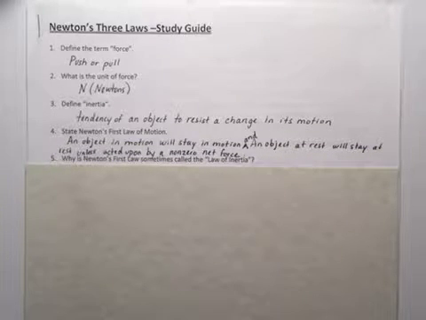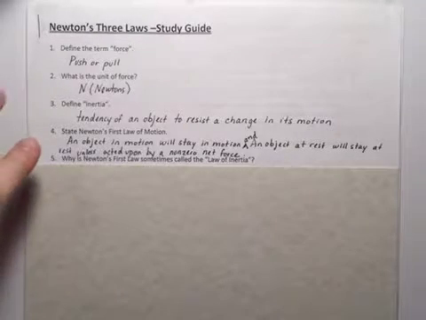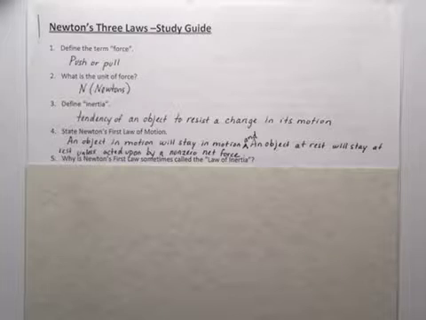So number five, why is Newton's first law sometimes called the law of inertia? Hopefully you guys put some thought into this. What does inertia have to do with what we've just written on number four? And if you really think about it, inertia explains why things want to remain at rest or continue their motion.